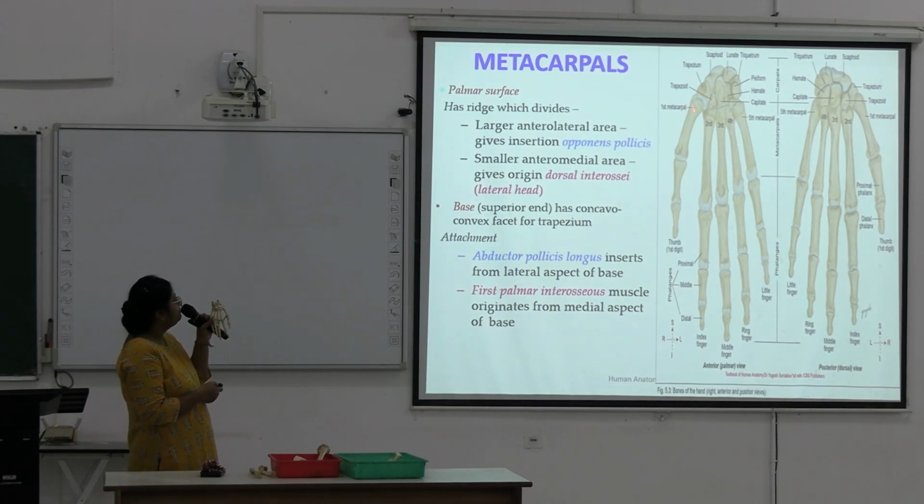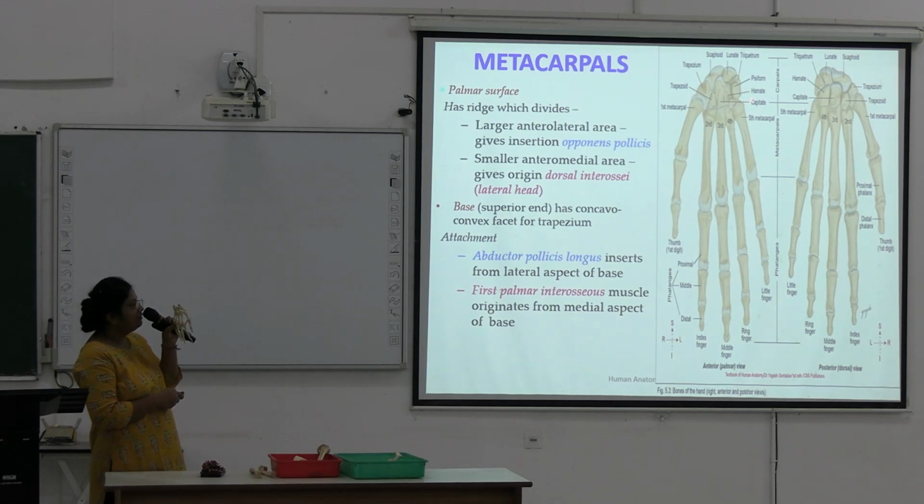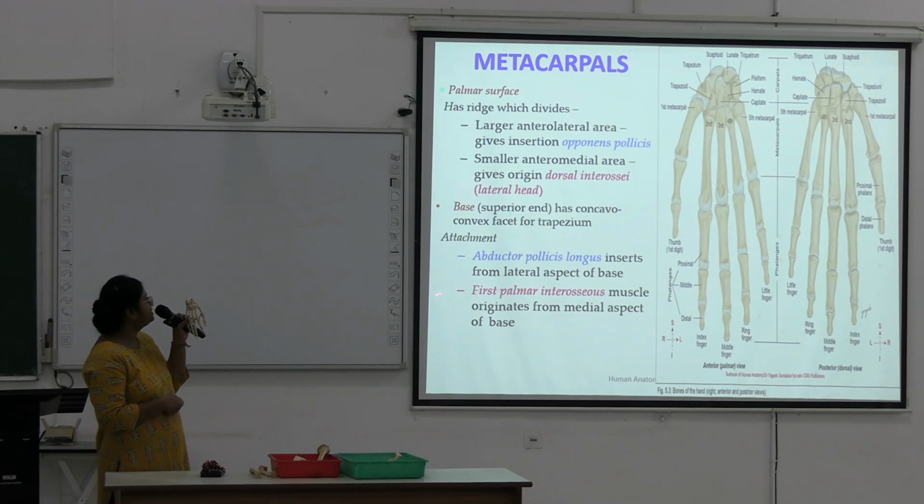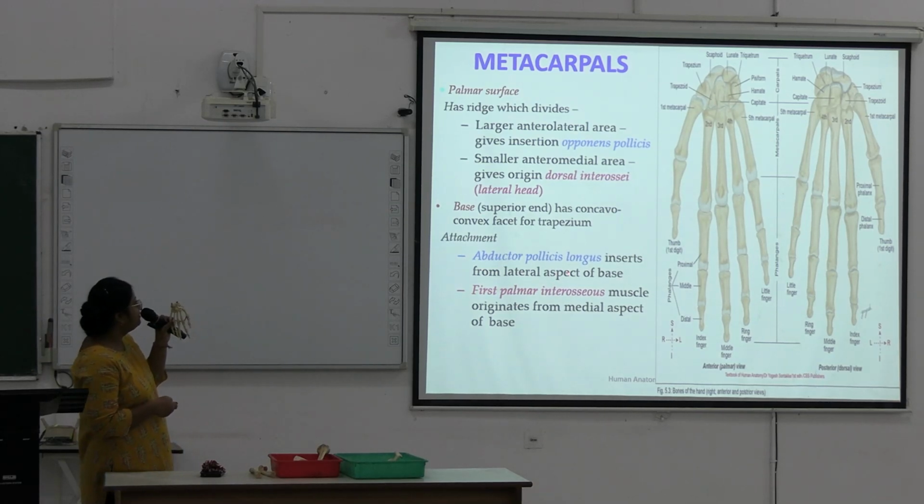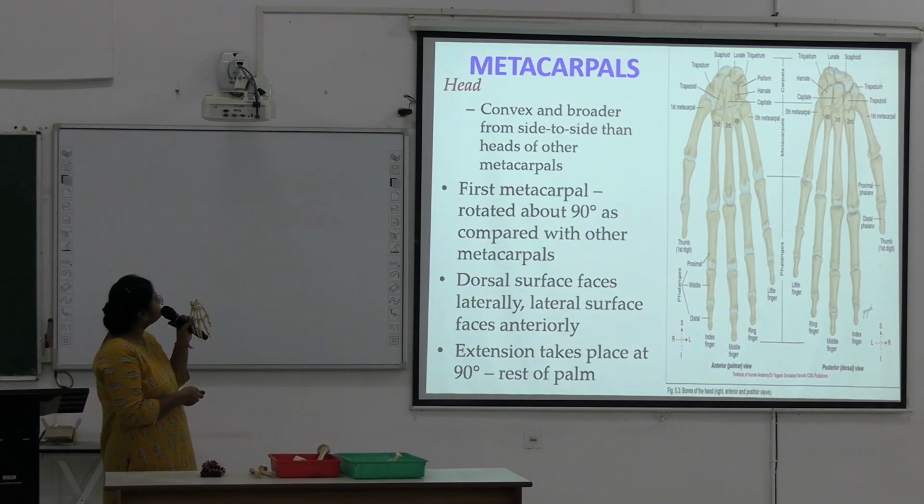And its base, the superior end, has a concavoconvex facet for the trapezium. You have read about the saddle joint between the trapezium and the first metacarpal, where a concave and convex surface is present. It is a saddle type of synovial joint. Abductor pollicis longus inserts on the lateral aspect of the base, and the first palmar interosseous muscle originates from the medial aspect of the base of this first metacarpal.